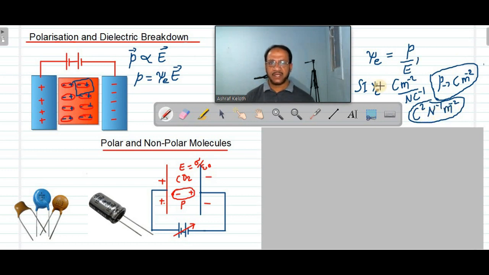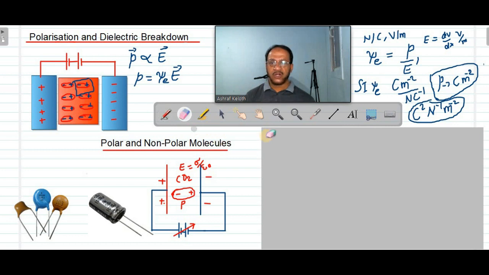For susceptibility, one more SI unit is possible. Can you tell me that? We have the equation: electric field is the negative of the potential gradient, dV by dx. The difference in potential by distance is called potential gradient. Potential difference is volt, distance is meter, so volt per meter. Electric field has two units. We have already Newton per coulomb and also volt per meter. Both are electric field. Remember that.